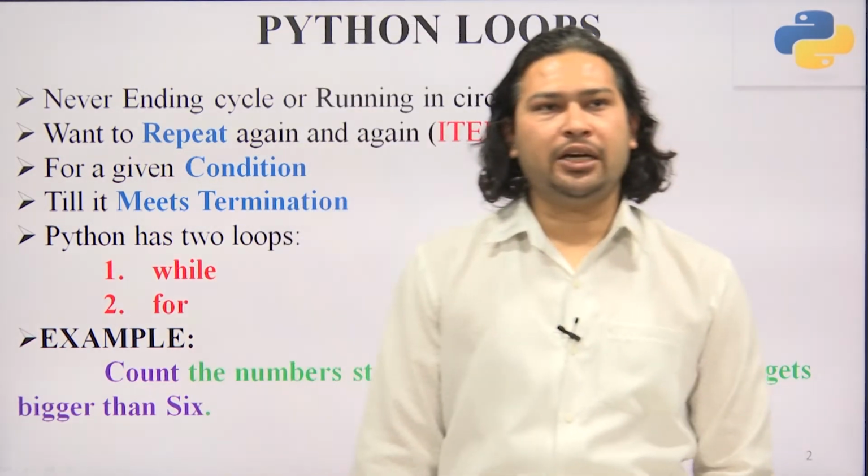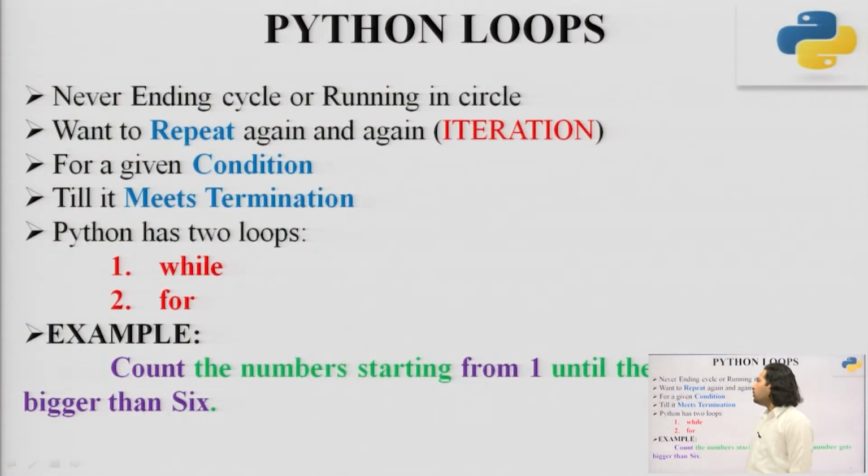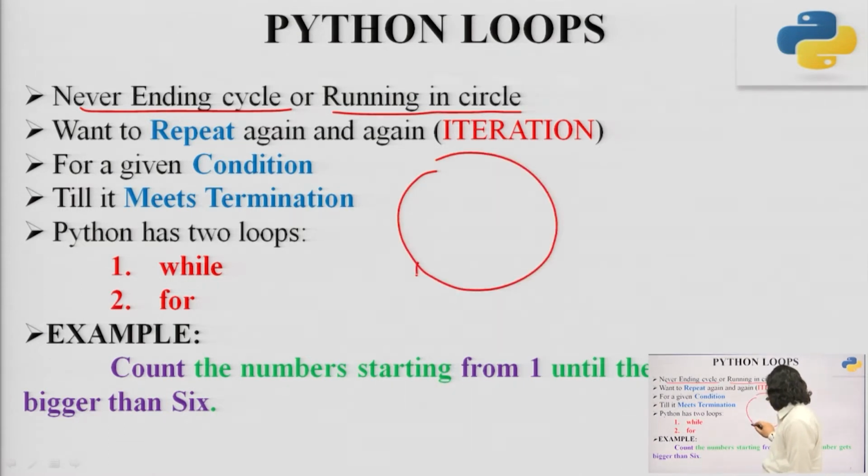So, what do we mean by the loop? The loop is like a never ending cycle, or running in a circle. It is just like when you are running in a circle, so there is no terminating end where you can skip it. Ultimately, when we say we are in a loop, that means we are running in a circle.